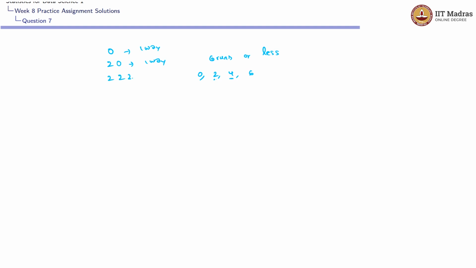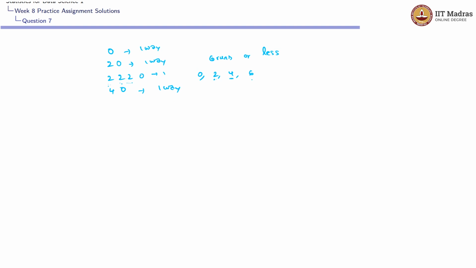2, 2, 0. He could get 2s. He could score 2 runs in the first chance, 2 runs in the second chance, and 0 in the third chance. Or he could score 4, 0. That is also possible. So this is one way, and this is also one way.